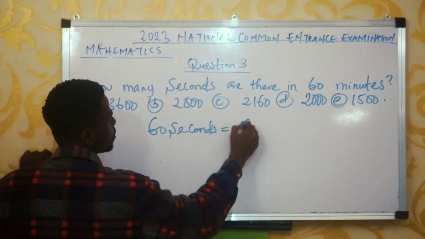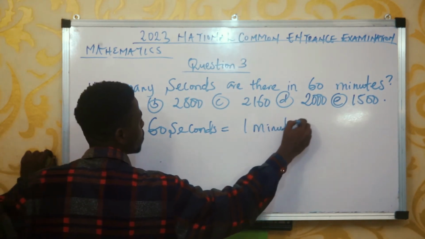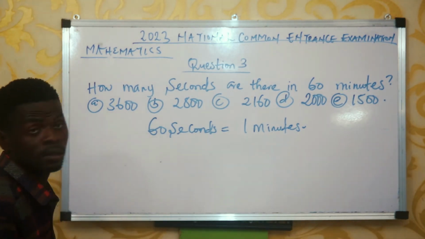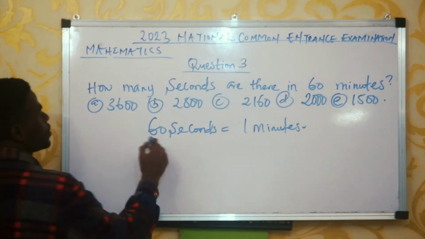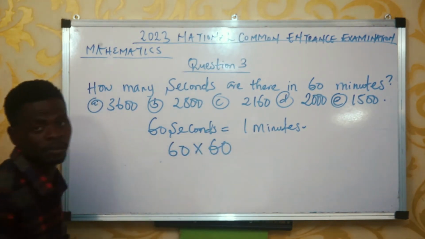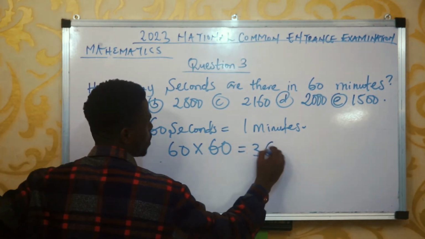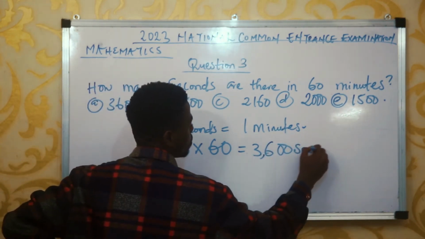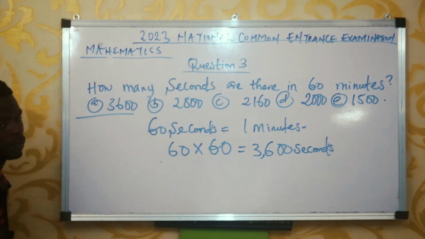So do not forget that 60 seconds is equal to 1 minute. So we are now asking how many seconds are there in 60 minutes? So definitely 60 seconds is 1 minute. Therefore we say that 60 times 60. Take note of that. So 6 times 6 gives us 36. Then with the 2 zeros, our answer is 3,600 seconds. So our option here is option A. Thank you very much.